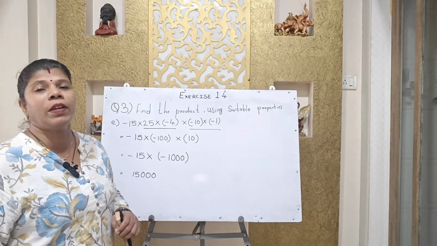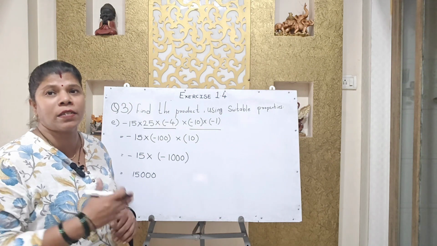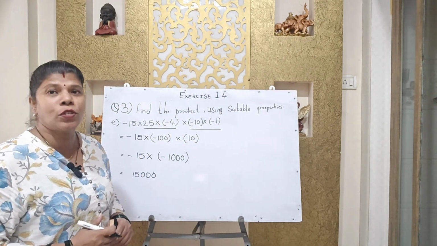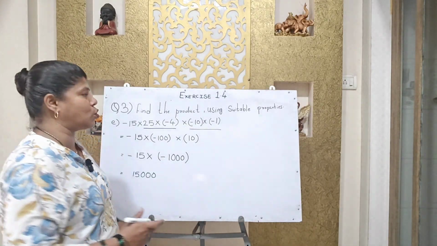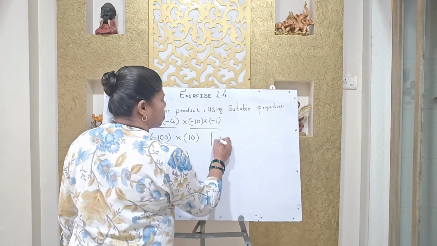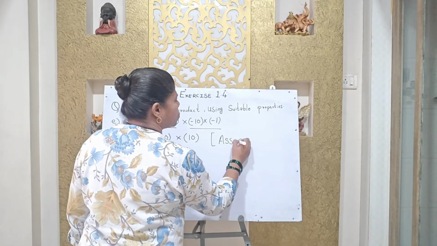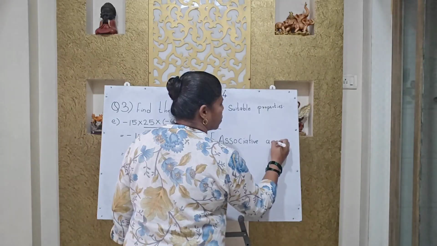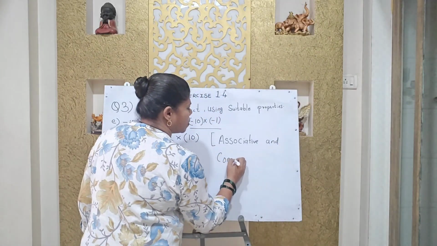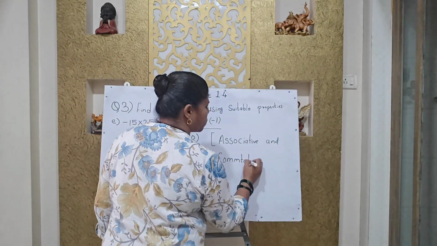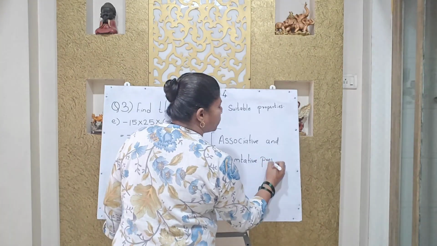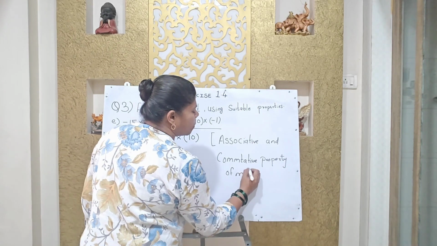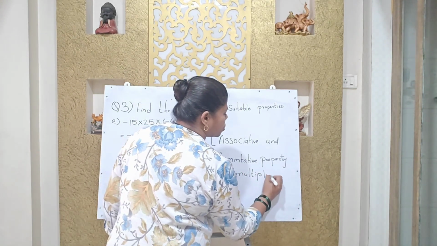Now, with many multiplications and multiple negative signs, this property is known as the associative and commutative property of multiplication. This property, associative and commutative property of multiplication.